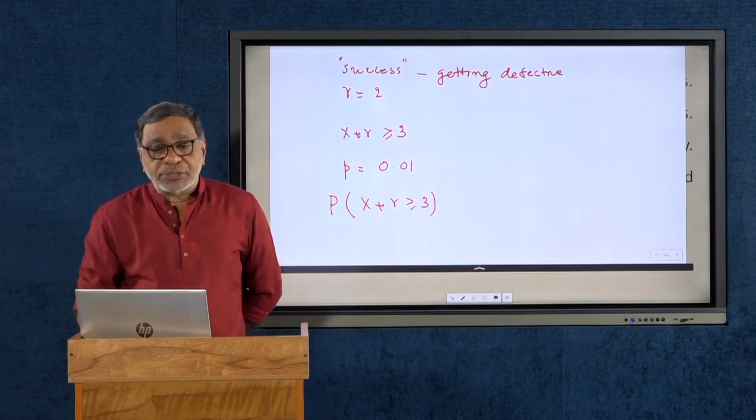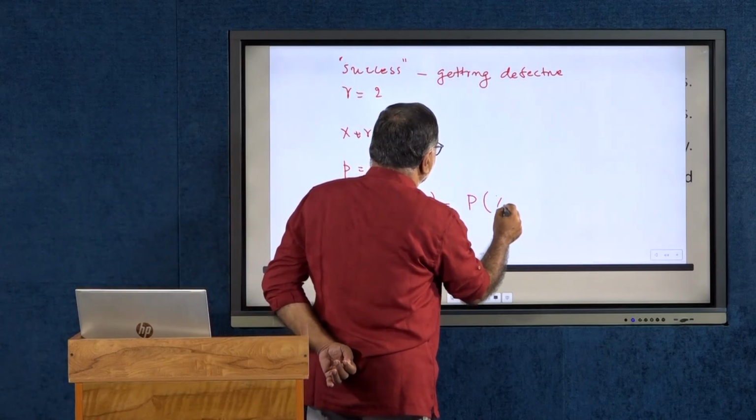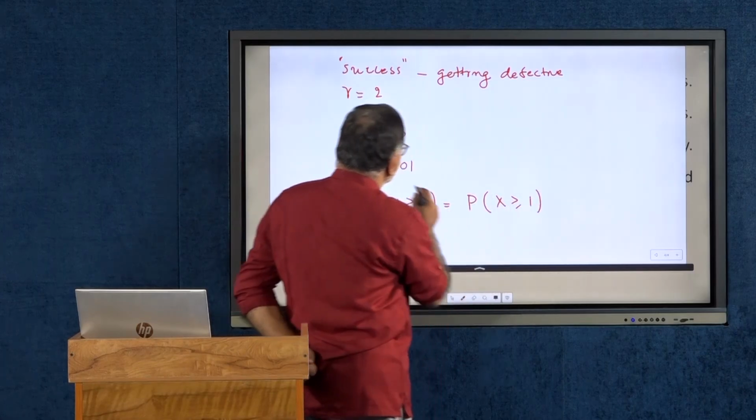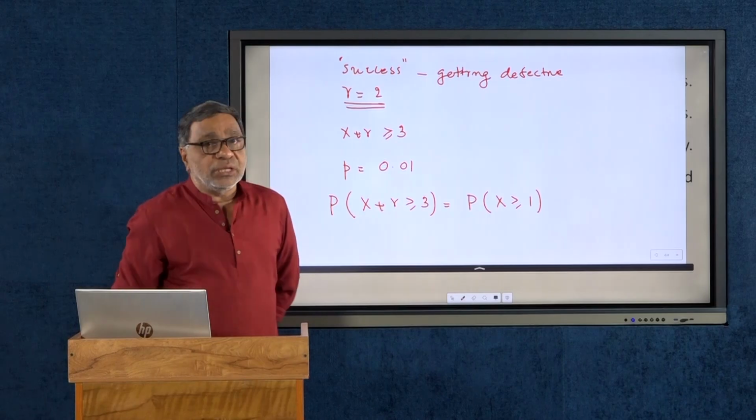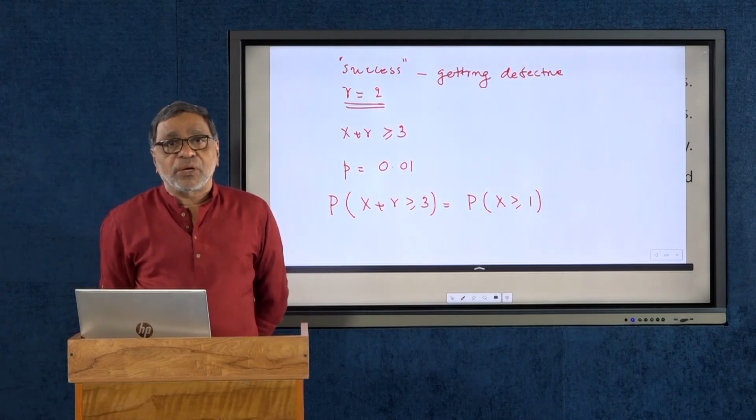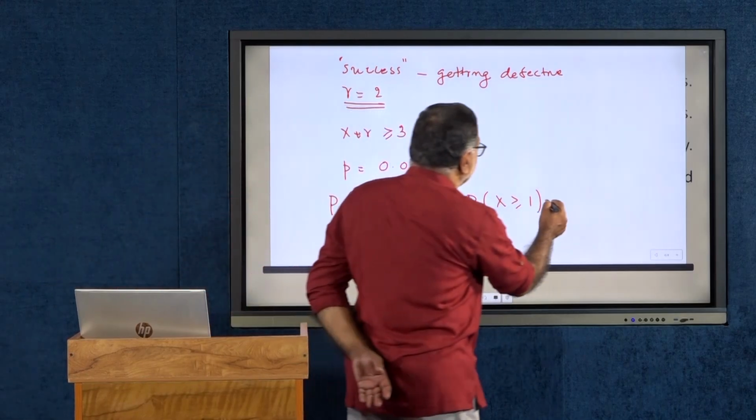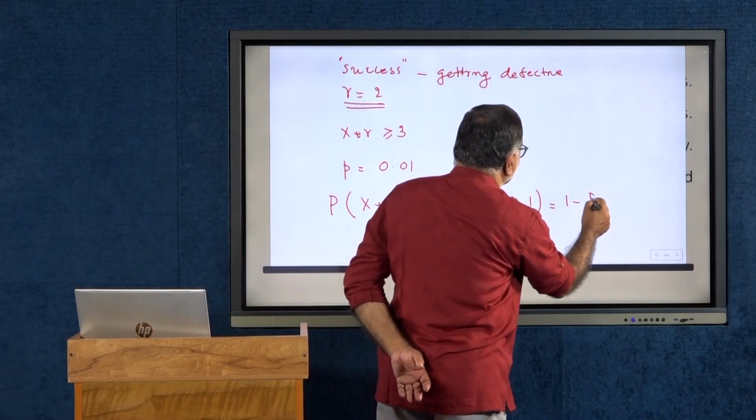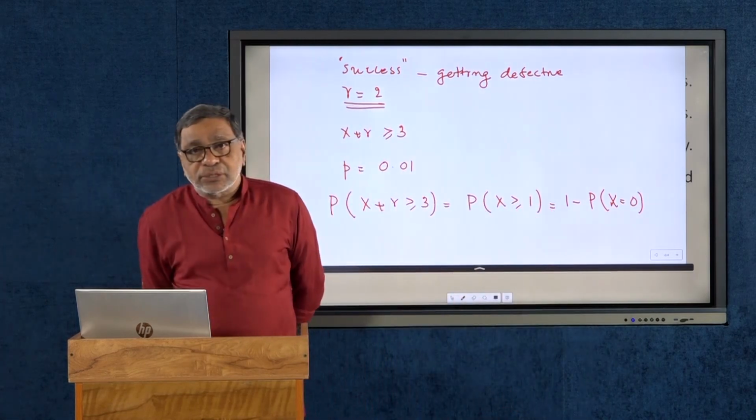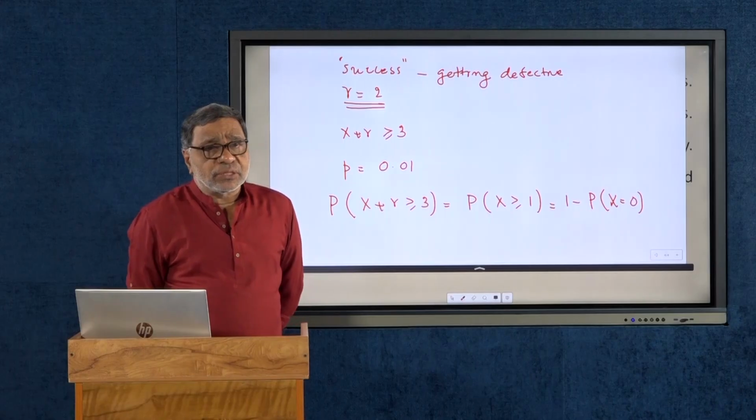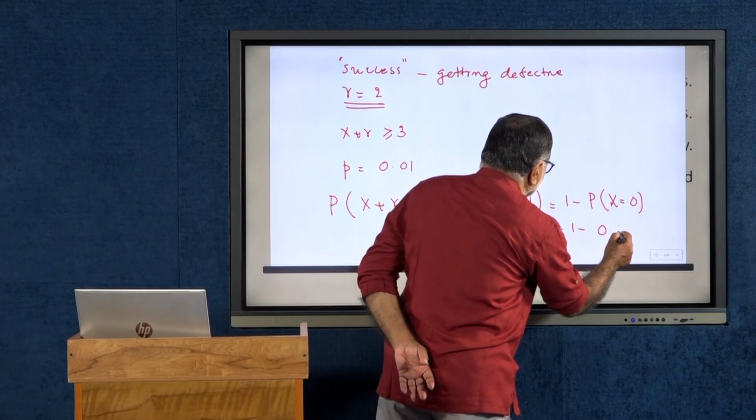And probability of x plus r greater or equal to 3 means what? Probability of x greater or equal to 1, because you have the fixed r as 2. So, x plus 2 is greater or equal to 3. So, probability of x greater or equal to 1 means you take the complement: 1 minus probability of x is equal to 0.